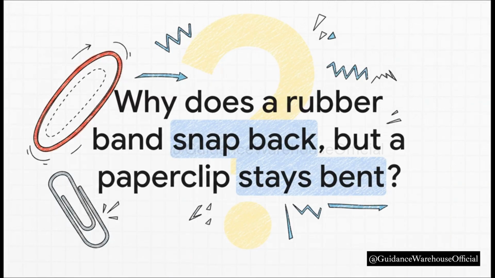So, have you ever wondered about this? You stretch a rubber band, let it go, and bam, it snaps right back. But you bend a paper clip, maybe a little too far, and it just stays that way, permanently deformed. Well, that very difference is the key to everything we're going to explore today. It's all about that line between an object's ability to bounce back and its breaking point.